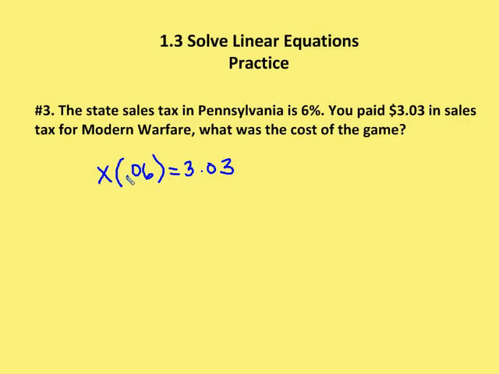So remember our equality property of division. I can divide both sides by the same value and still end up with the same result. So x times 0.06, I'm going to divide both sides by 0.06, and I end up with x, if you do the math, x is equal to $50.50, which I think is a little high from what I understand for that video game.